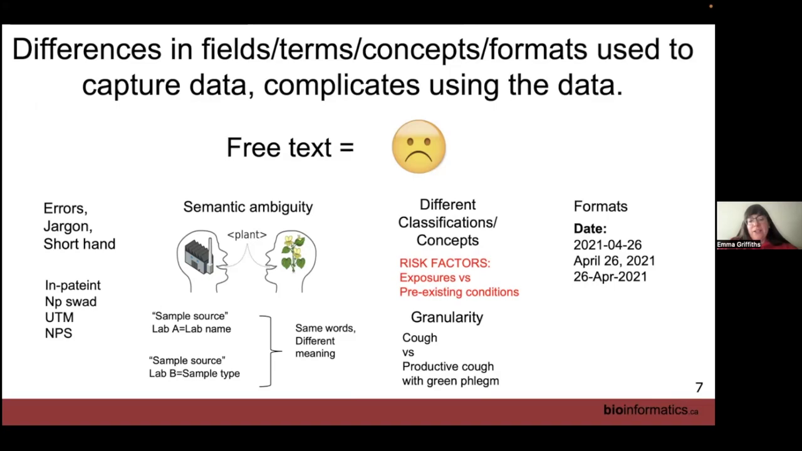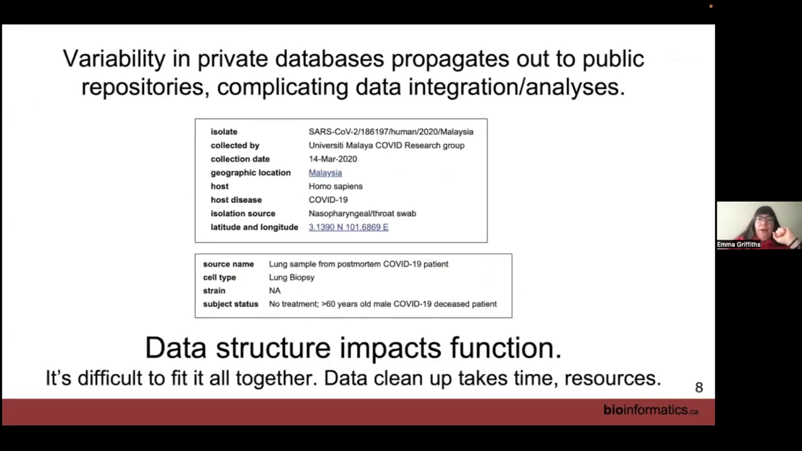There are also differences in granularity. Some people collect and share information at very high levels, while others share very detailed information, and that sometimes can be hard to integrate and harmonize. And different formats, don't get me started about dates. But all that variability that you find in private databases just grows exponentially when you start to factor in public sharing. And this is because all of the variability propagates out into these public repositories, and then it just gets compounded. So you can see in the slide here, there are two different records that I extracted from NCBI at the beginning of the pandemic.